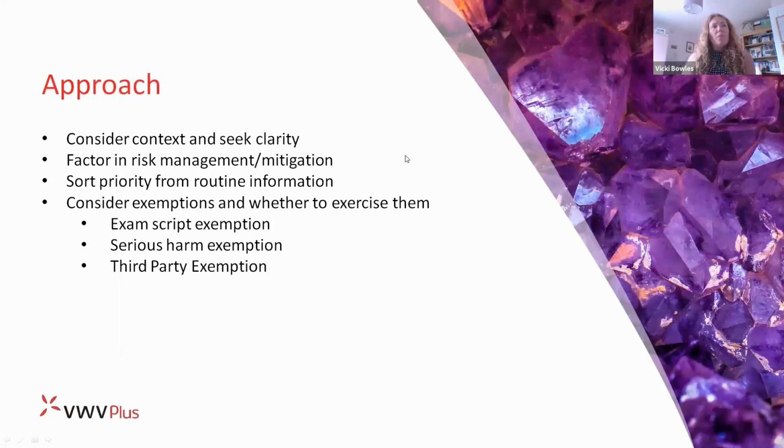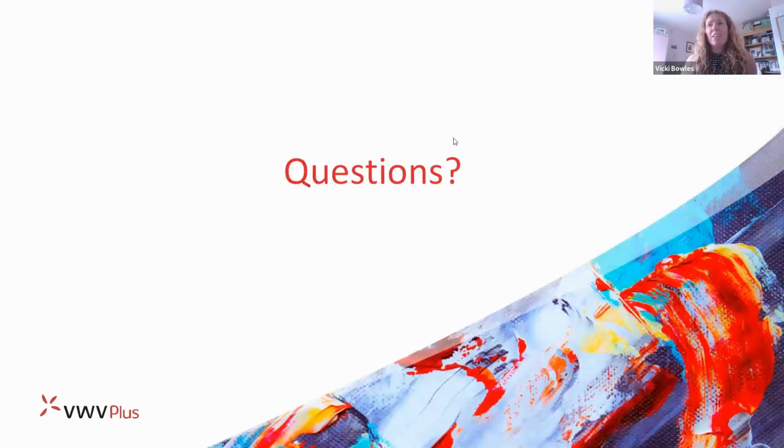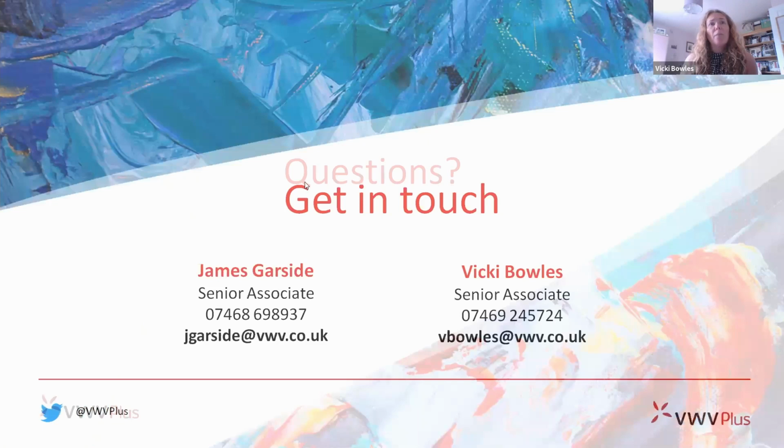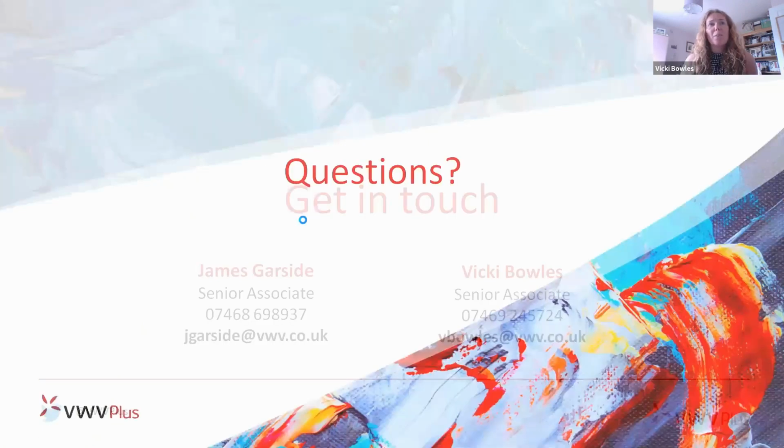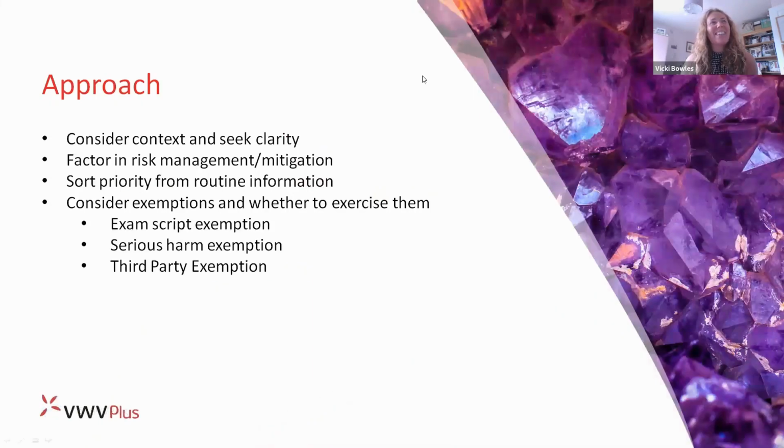Perfect, thank you. So the approach to take with subject access requests, as we've just talked about: consider the context, seek clarity if you need to. We skipped ahead, so now I don't know which the second is off the top of my head. Factor in risk management and mitigation.